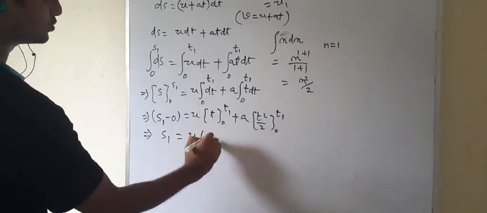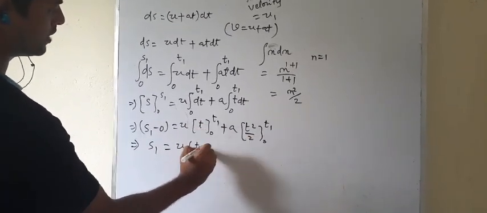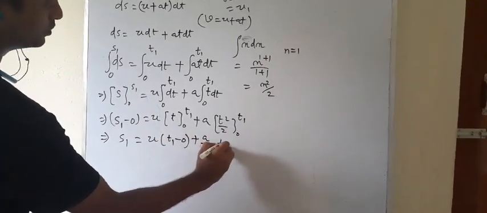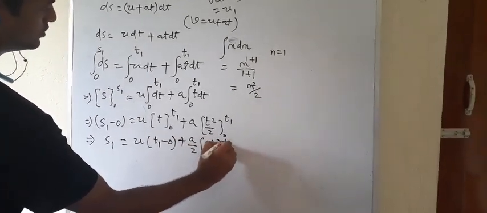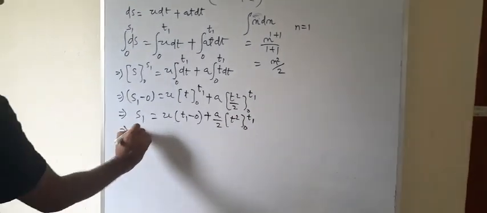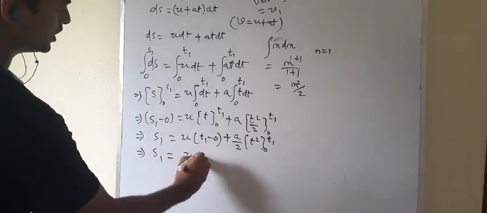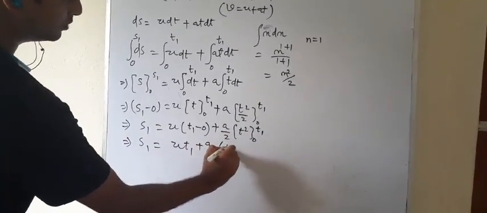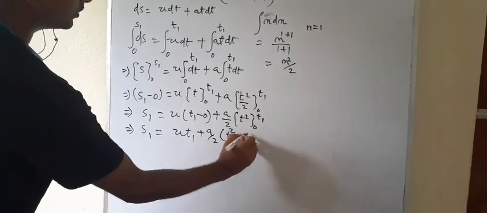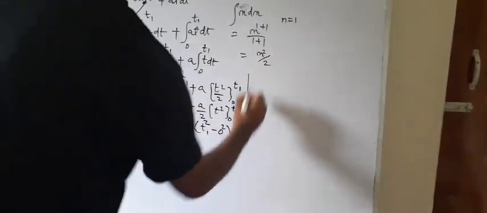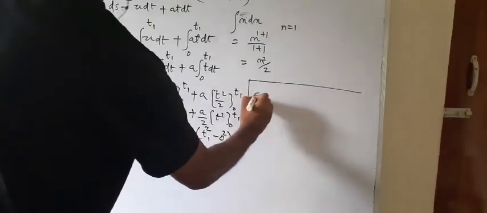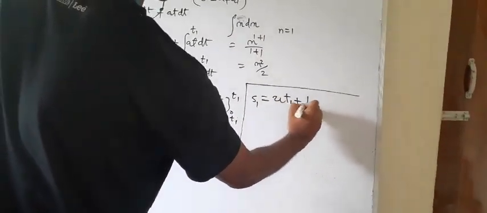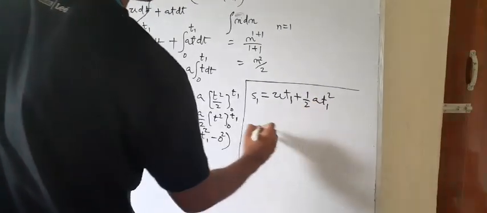Now for u, t has upper limit t1 minus lower limit 0, plus a by 2 taken common, t square from 0 to t1. So my final value will be s1 equal to u t1 plus a by 2, with upper limit t1 square minus lower limit 0 square. So now my s1 will be u t1 plus half a t1 square.